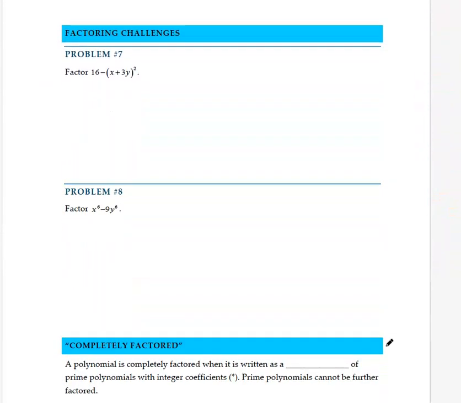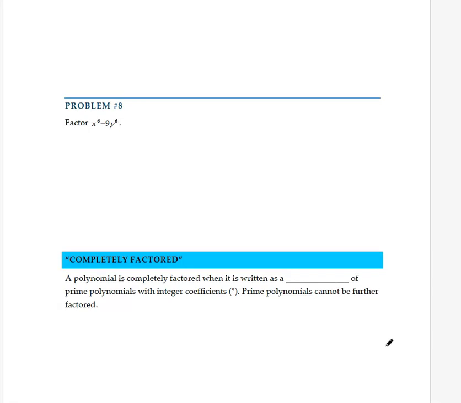Okay. All right, I'm going to skip over that first challenge problem because you're not going to have anything like that.